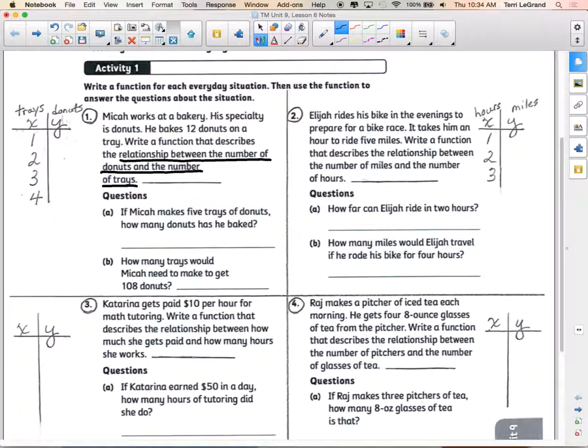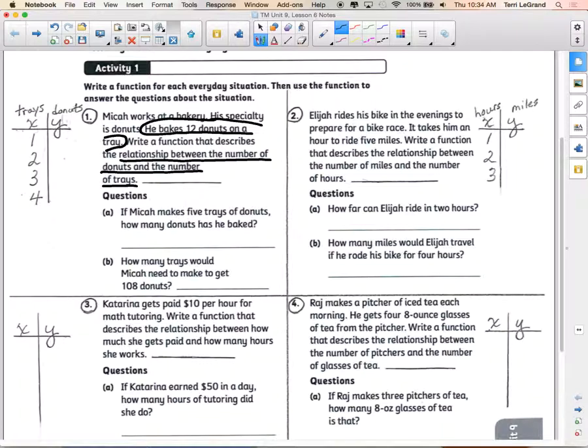And then another piece of information that seems pretty important in there is what? Hayden? He bakes 12 donuts on a tray. So that kind of seems like a constant. Every tray that he uses, he can get 12 donuts on it. He puts 12 donuts on it. So we're going to circle that. He bakes 12 donuts on a tray.